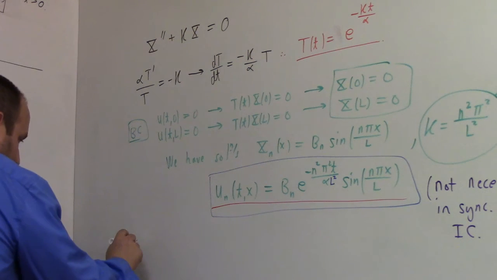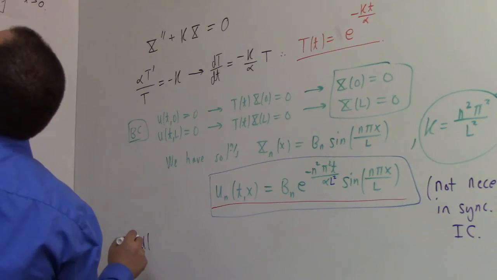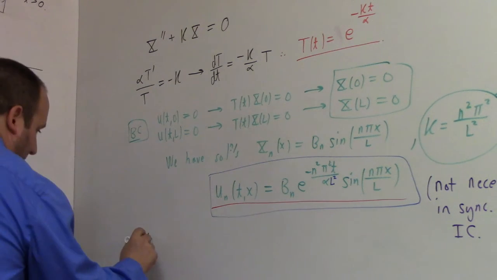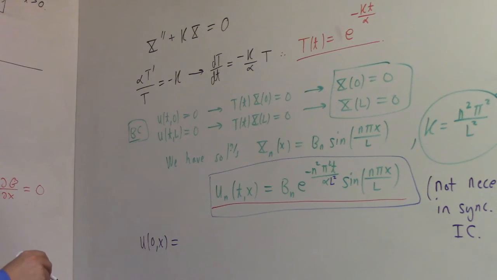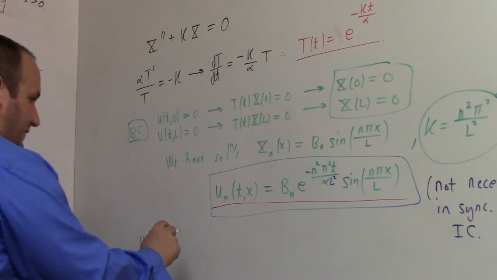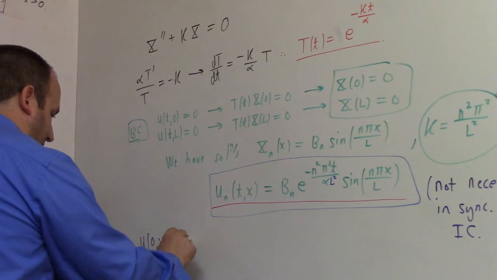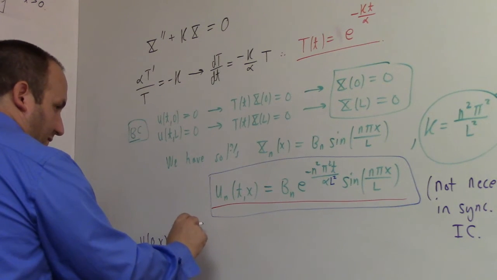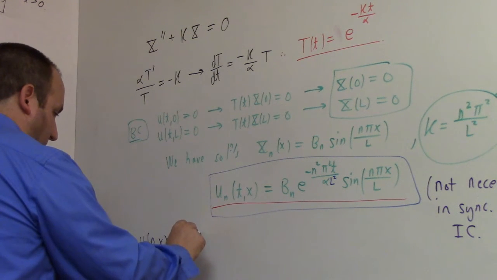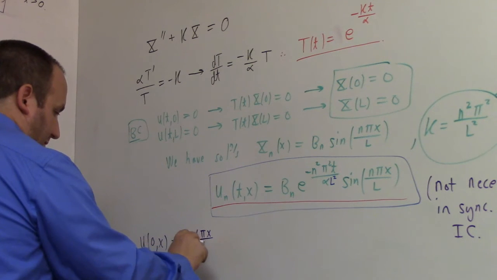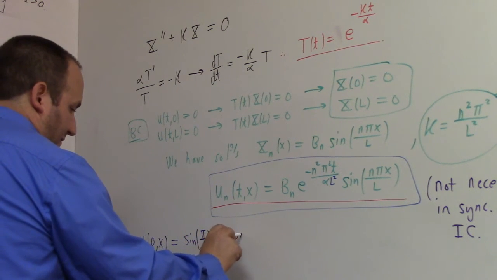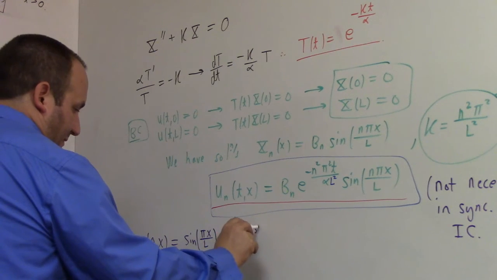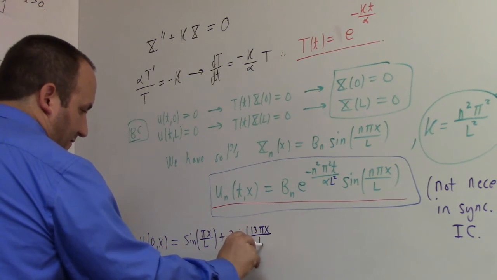So suppose you knew that u of 0, x was equal to, I don't know, suppose it was sine of pi x over L plus 3 times the sine of 13 pi x over L.